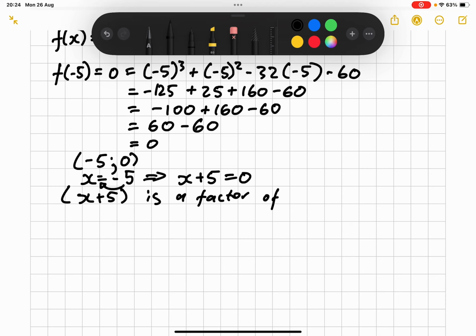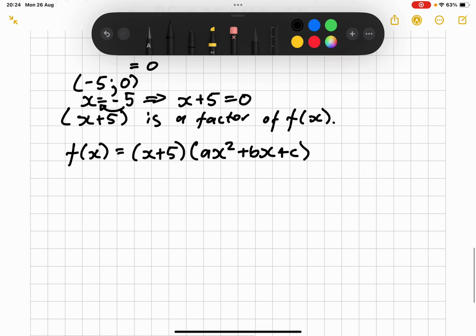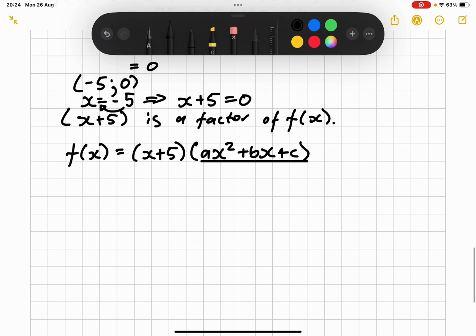of f of x. So if it's a factor of f of x, that means we can actually write our equation like this, basically. And then we're going to have an ax squared plus bx plus c. So now we need to solve for this, right?